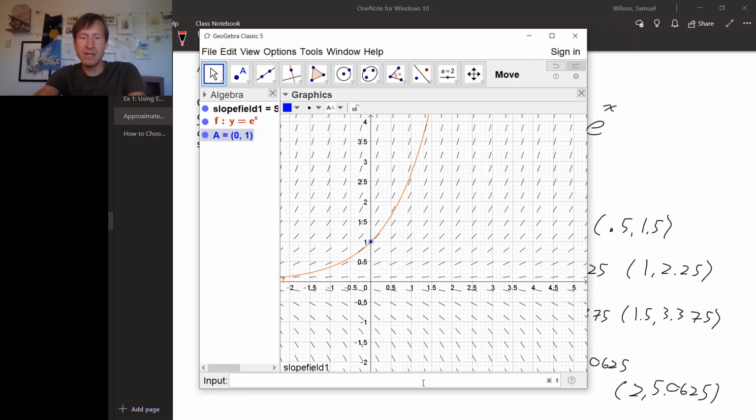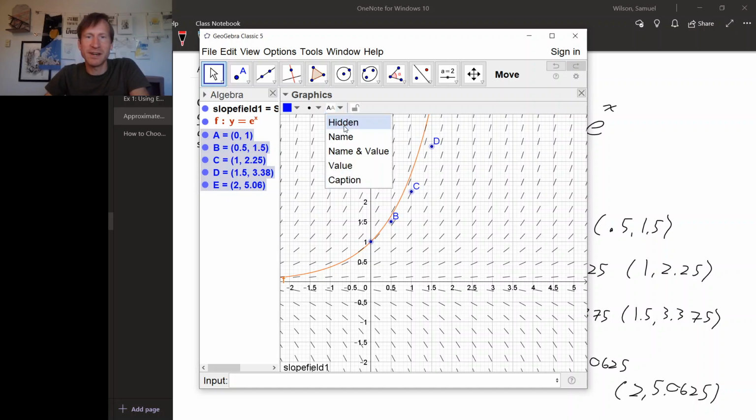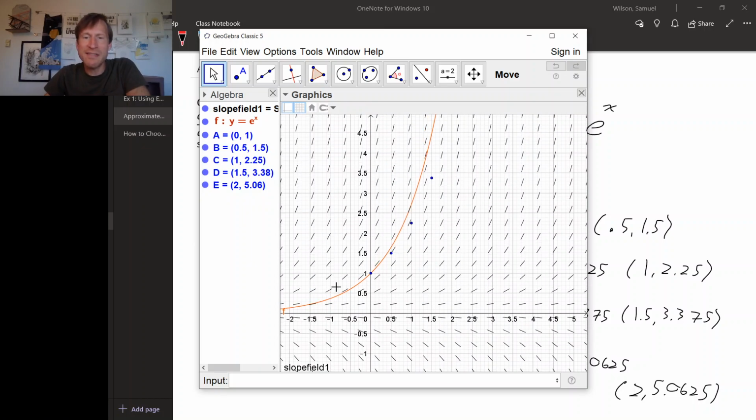Okay, now we can plot our approximate solution. So we started at (0, 1), but then our next point was (0.5, 1.5), and then there was (1, 2.25), and then (1.5, 3.375), and finally (2, 5.0625). Okay. Now you can see for all of these points, let me hide the names, you can see these points kind of follow the same general path as the exact solution, but they aren't exactly on the exact solution.